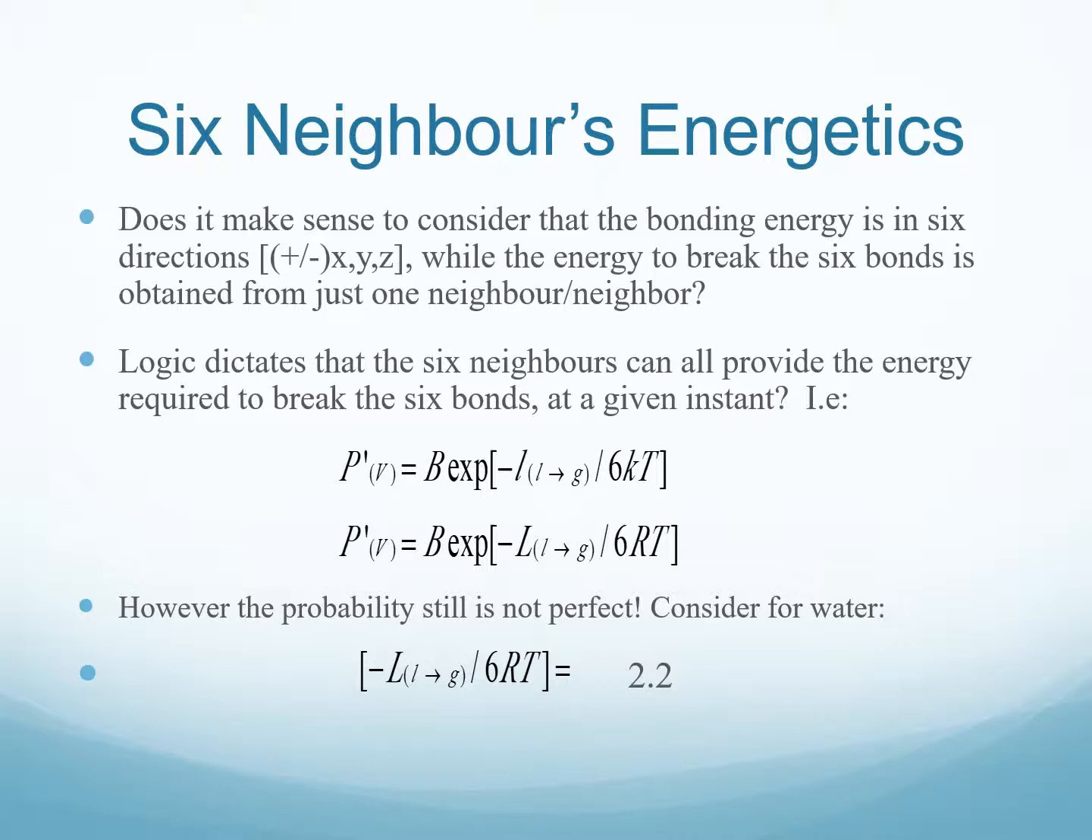I mean, would logic not dictate that 6 neighbors can all provide the energy required to break the 6 bonds at a given instant? Right? Our probability would now become this. The 2 probabilities shown below, the top one per molecule and the bottom one the molar. Okay? However, the probability still isn't perfect, because just consider for water, we still have the ratio of the latent heat to 6 RT being 2.2.